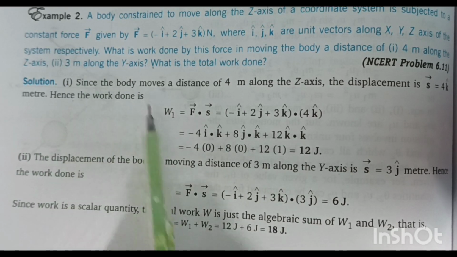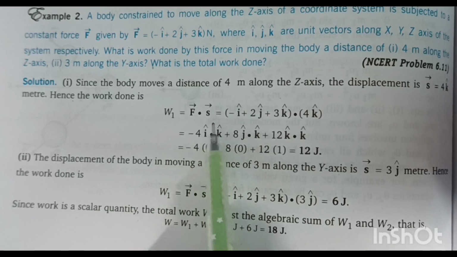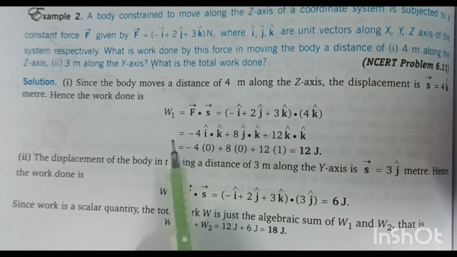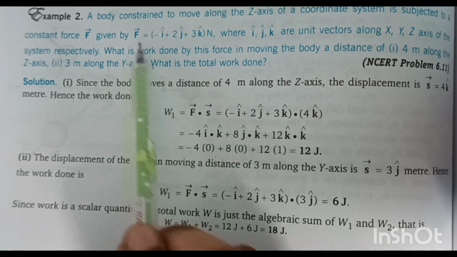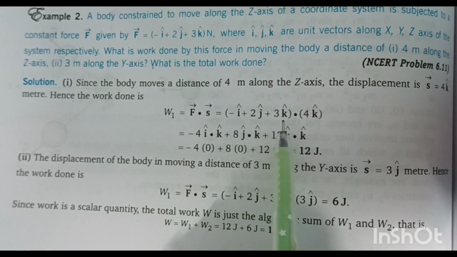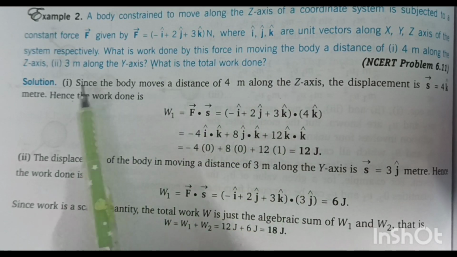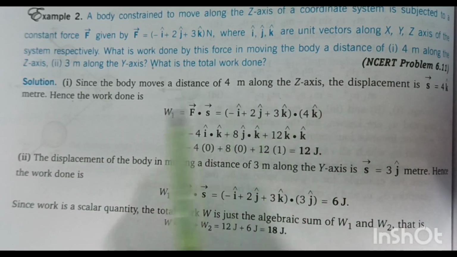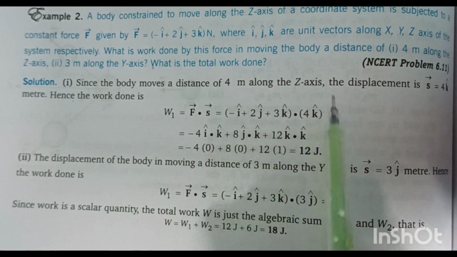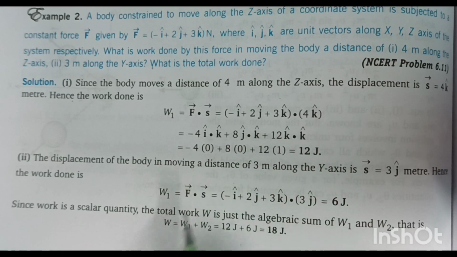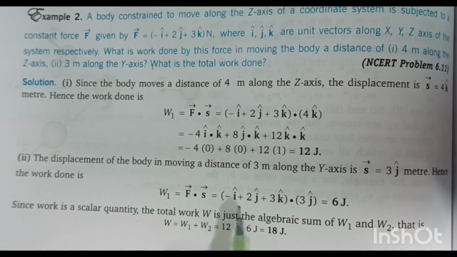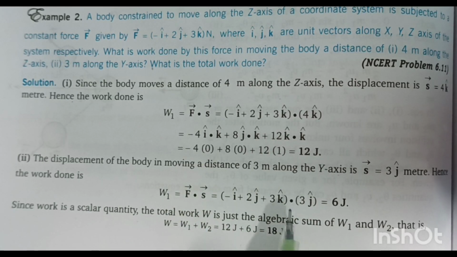Okay. So we know work done is equal to F dot S, that is the dot product or scalar product of force and displacement. So force, minus i cap plus 2 j cap plus 3 k cap, dot, what is the displacement we have to take? First one is 4 meter along the z-axis, so 4 k cap. So we are doing the dot product, and what is the answer we are getting? It is 12 joule. And the second question we should do in a similar way: minus i cap plus 2 j cap plus 3 k cap, that force, dot, what is the displacement? 3 j cap. So that is equal to 6 joule.